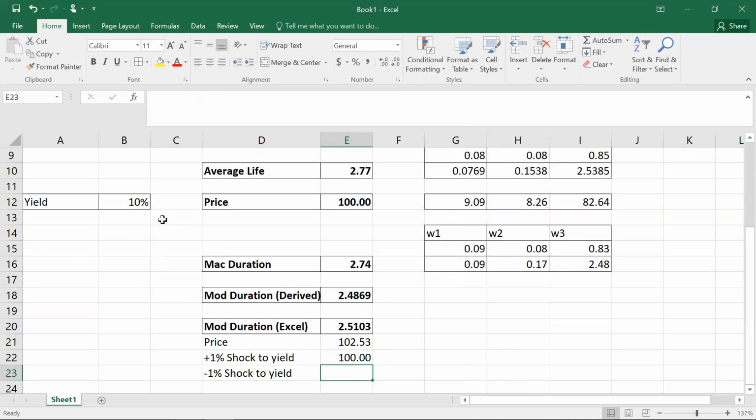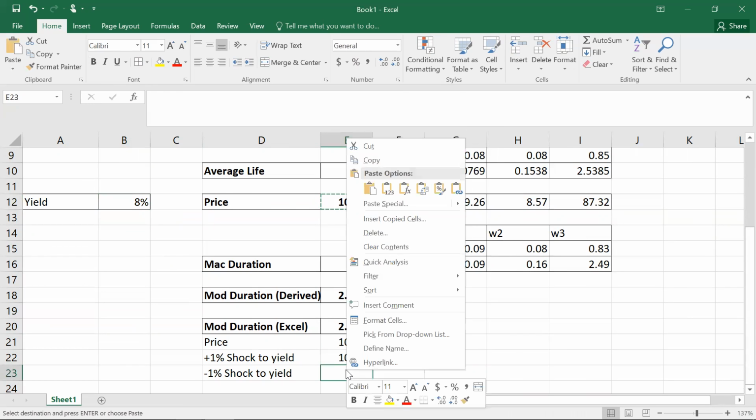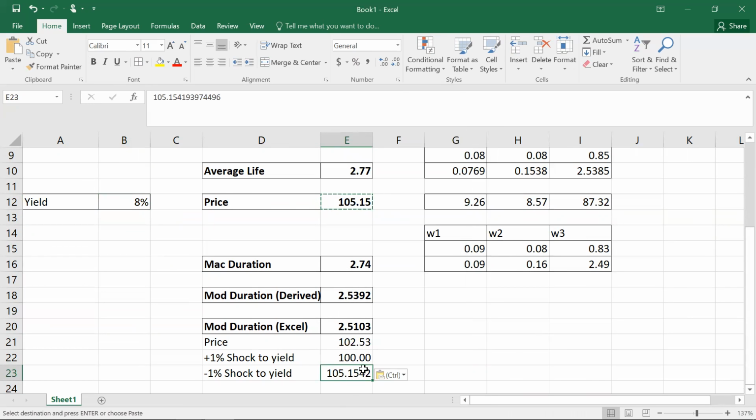Now the interest rate earlier was 9%. I gave a 1% shock above, now I will also shock it down. So I will bring the interest rate to 8%. What will the price of the bond become? It will become 105.1542. Okay. I will change it back to 9%. That was our base situation.